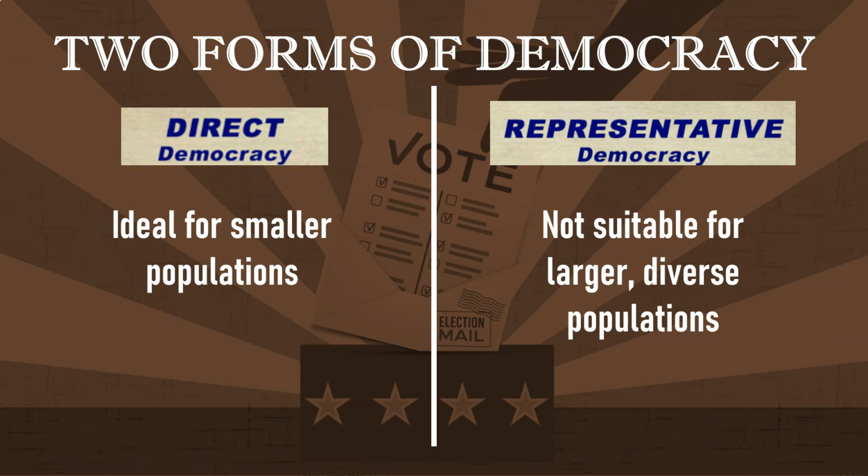Direct democracy is ideal for smaller populations, as it is more efficient and seamless to vote on any new laws. And it is definitely not suitable for larger, diverse populations, because how can a country with a population like India with 1.3 billion people, how can all of these people vote on new laws and regulations? It's not suitable.